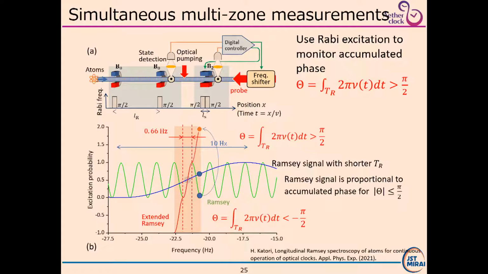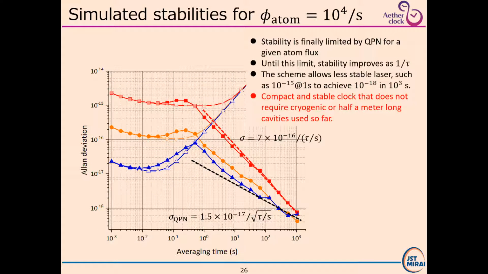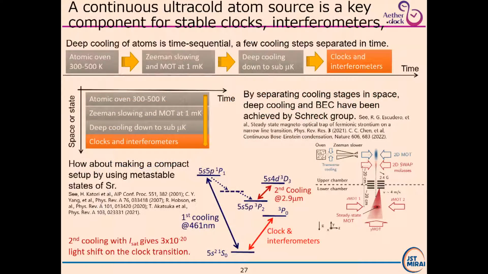The experiment is not yet done, but this is the simulated stability, starting from a 10 to the minus 15 level clock laser, and stability goes down by inverse of tau and reaches here.